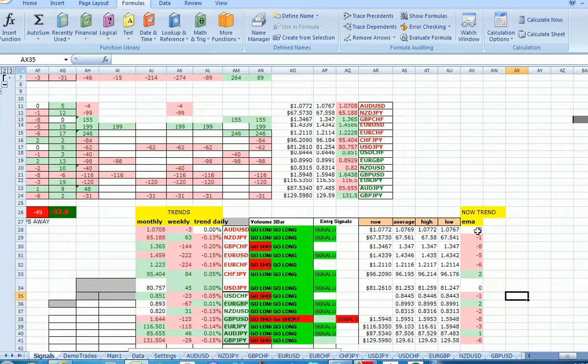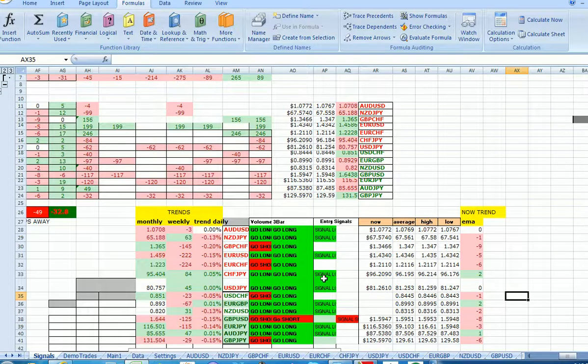It's saying that the EMA is at 0, so we want that to be about 3. The signal here is long, but the daily trend is changing. We've got to keep our eye on this and see whether it will continue in the long or the short. It's at 0 at the moment. Isn't that funny? We're looking at 0.